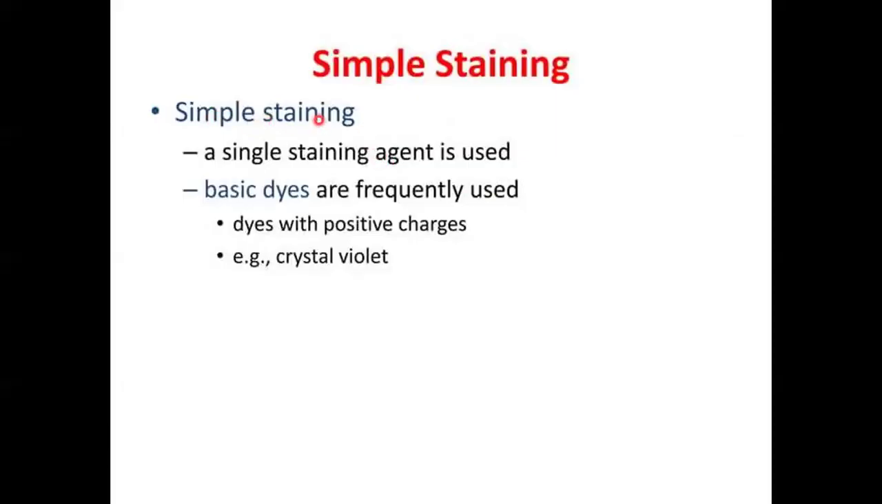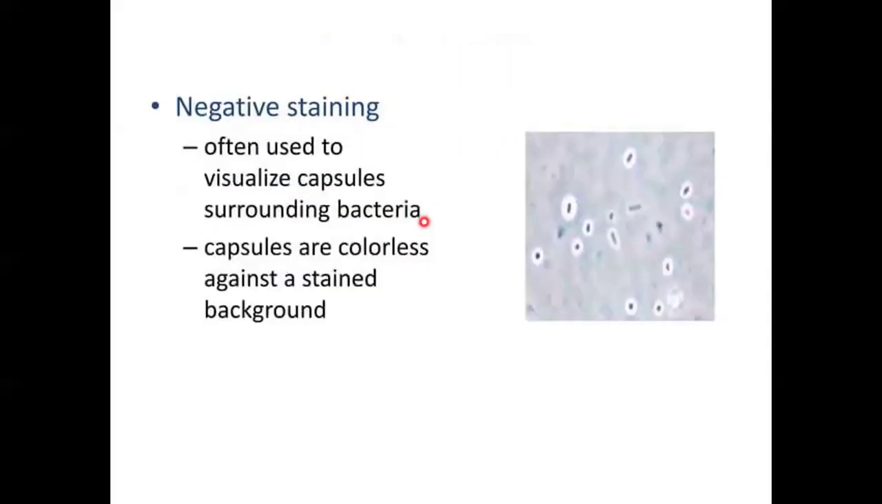So for example, in simple staining, a single staining agent is used. Okay. If you hear the word simple staining, a single agent is used. Basic dyes are frequently used, dyes with positive charges, e.g. crystal violet. Then we have something called negative staining. These are often used to visualize capsules surrounding the bacteria. So there are bacteria that we call encapsulated. So we use a negative stain to visualize it. Capsules are colorless against a stained background. Can you see this colorless part? So that is how you'll know a bacteria is encapsulated.